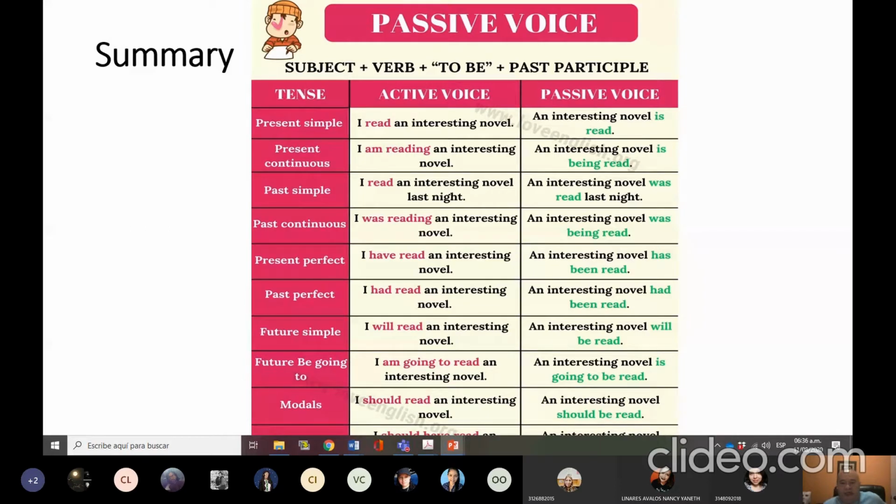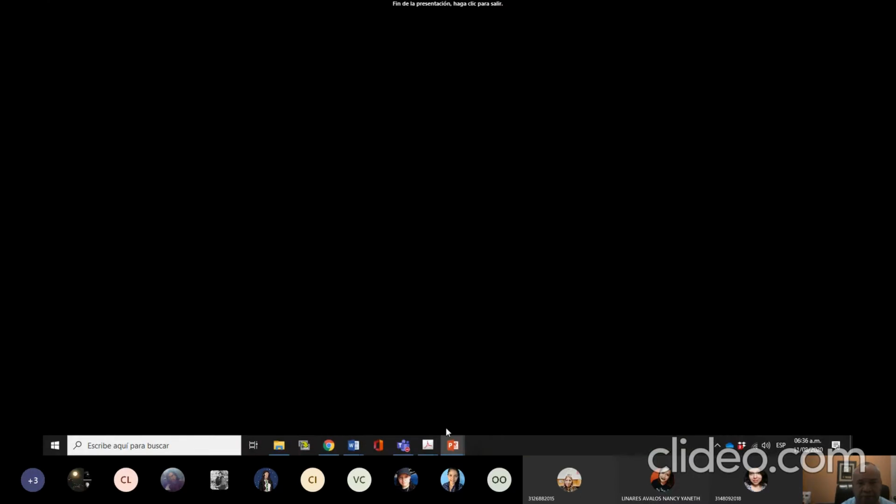So this chart is also available for you as reference. So what are the tenses? Present simple, present continuous, past simple, past continuous, present perfect, future simple, future with going to, and we can also use modal auxiliary verbs.